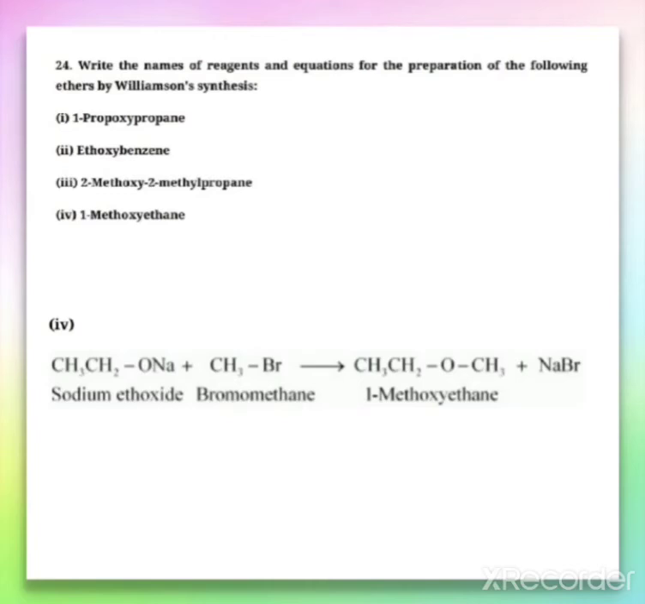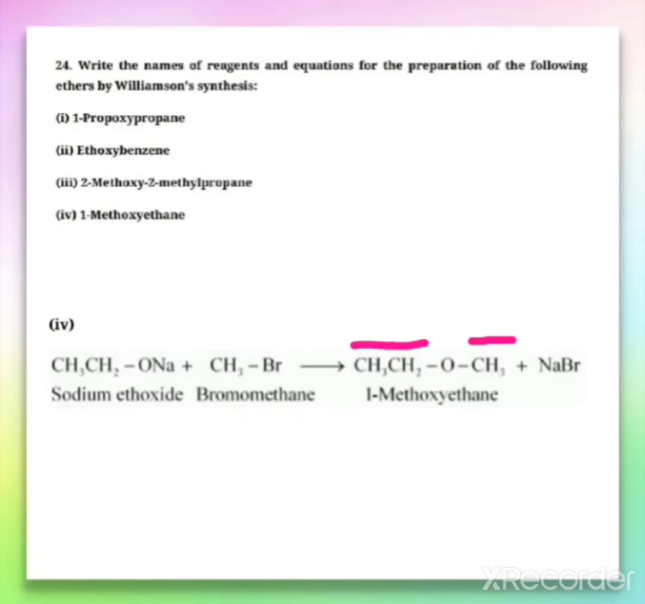Fourth part, 1-methoxyethane. Ethane is the word root. So make 2 carbons, and 1-methoxy means on the first carbon. This is the first carbon, this is the second carbon. On the first carbon there is a substituent, that is a methoxy group, OCH3. So first you have to make the structure. Now look, find out which are the 2 R's here. This is one R, this is R dash.